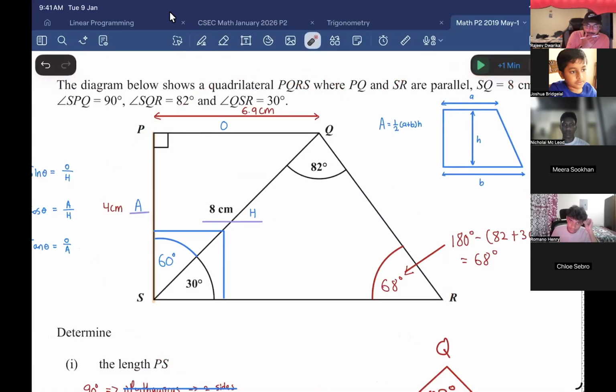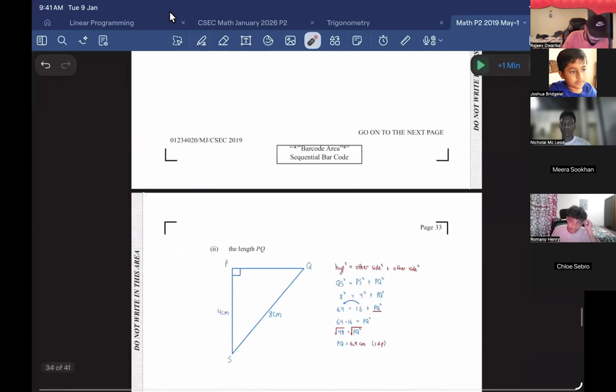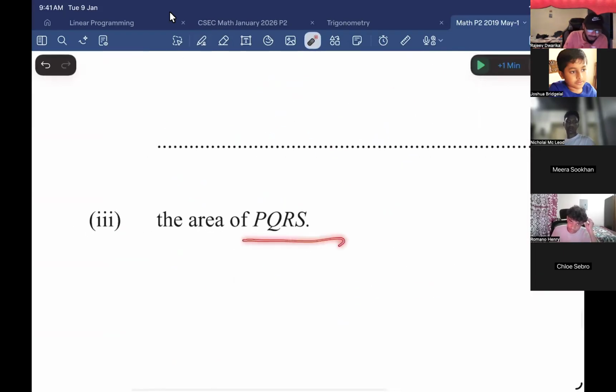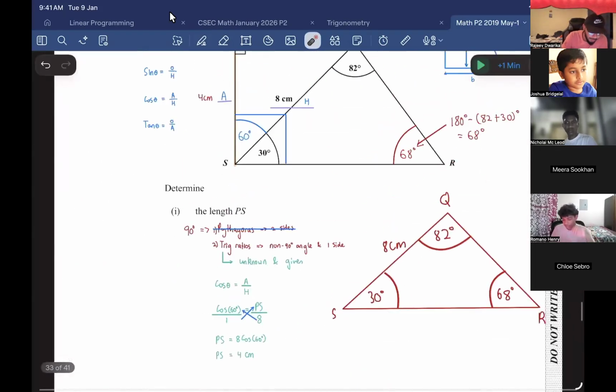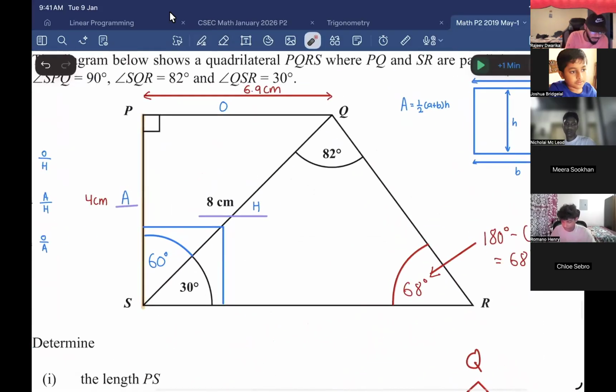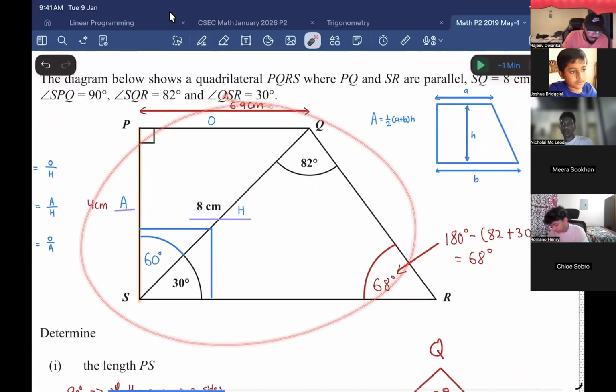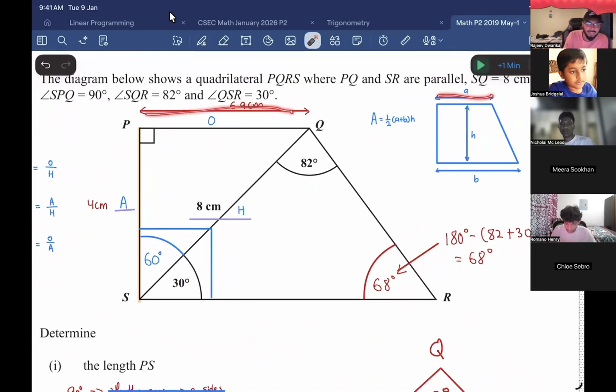So remember this. All right, that being said, Nikolai, I want you to compare this to this. In this question, they want me to find the area of the entire shape. Now we just figured out that it was a trapezium. If you notice, we already have this dimension. We have 6.9 centimeters.